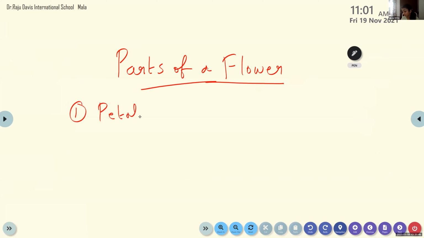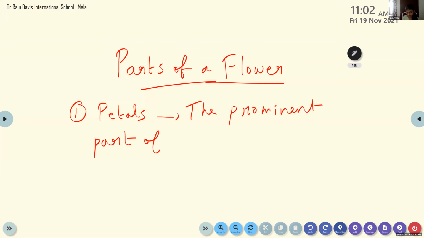The first part we call petals. First part of the flower, we call it petals. What do you mean by petals? Broad part? No. The colored part? No. The prominent part of a flower. Prominent means very important part of a flower, which gives the beauty of the flower.